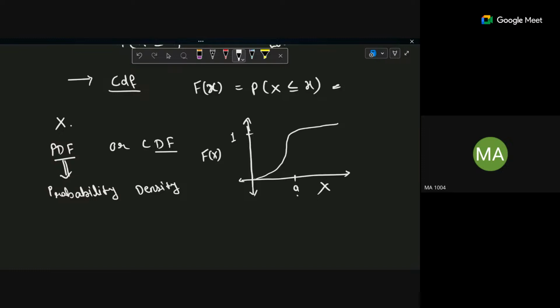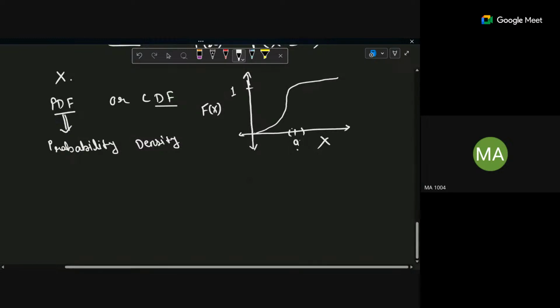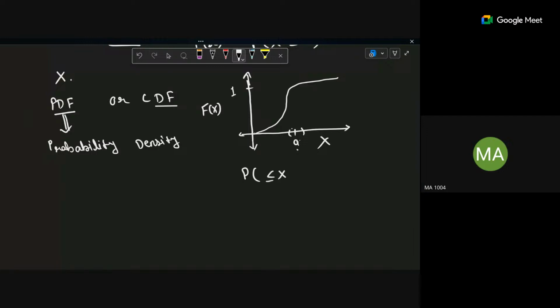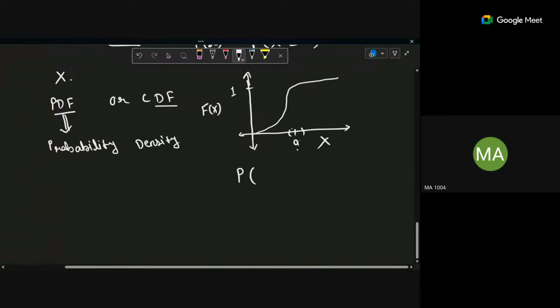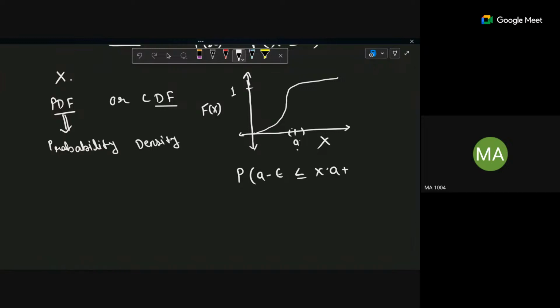But if someone wants to know the probability that random variable X is taking values lying around A, not exactly A, but a small interval, at that time you will need the probability density function. Why is it so? The probability density function will give you the probability that your X is lying in the neighborhood of A. That means I will write A minus epsilon, A plus epsilon. Is that fine for you if I write the neighborhood as this? You might have studied these things in mathematics, right?